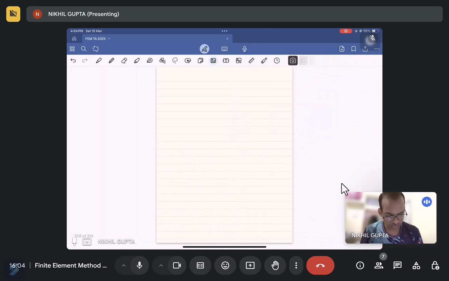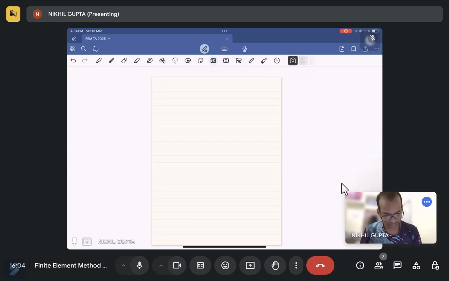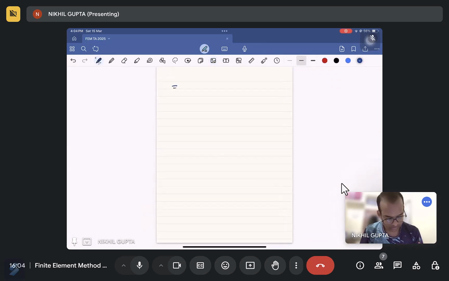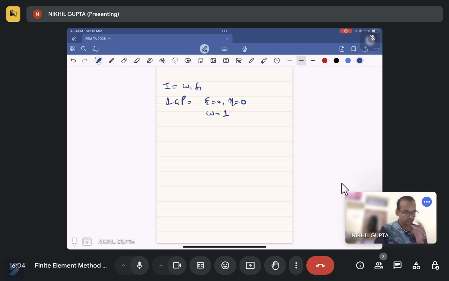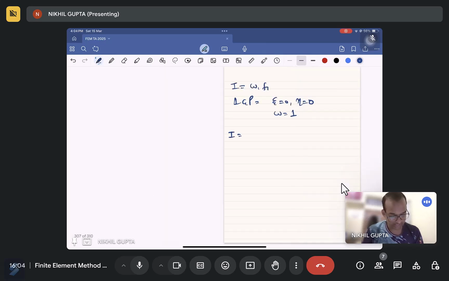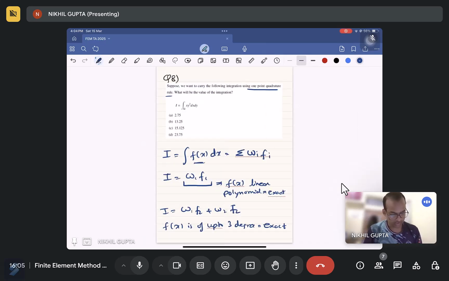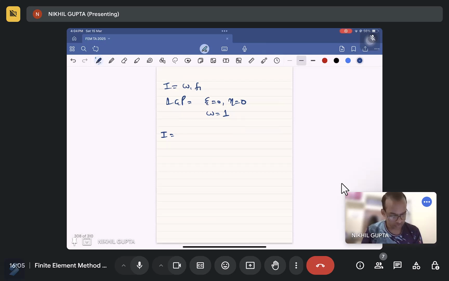So the solution will be W1 F1 only. And we know for the 1 point Gauss point, the point is xi 0 and eta 0, and the weight factor is also 1. So we'll use that in the integration. We'll find the value of the function at 0, 0.